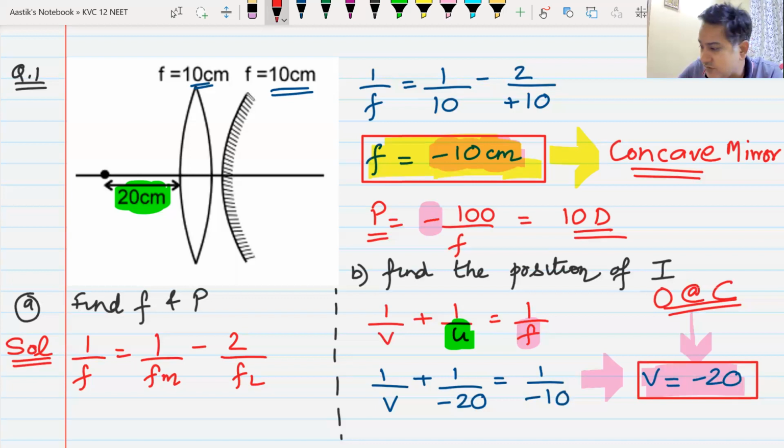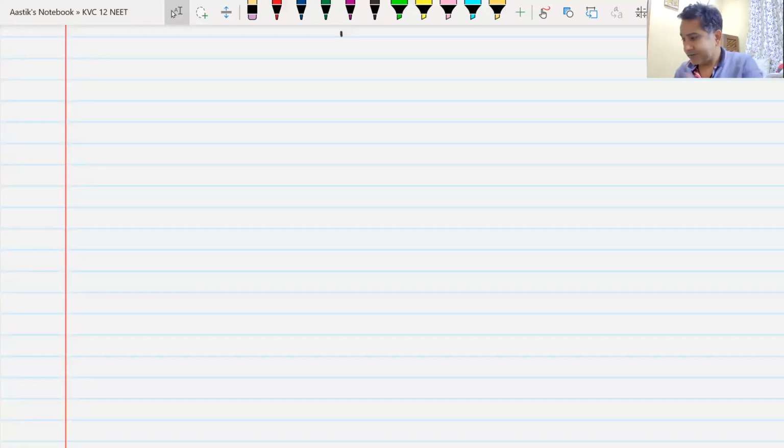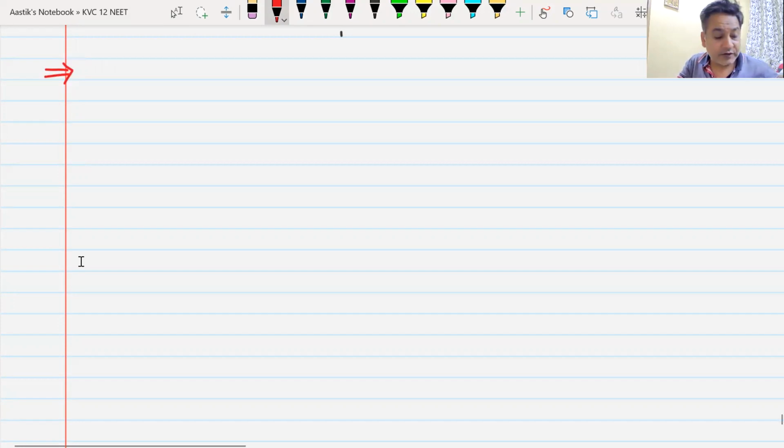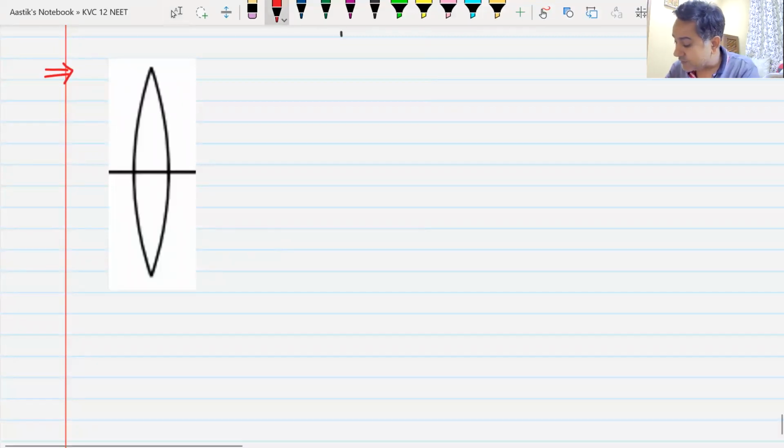I hope everyone has noted this down. Okay, now just remember some important notes about this particular silvering, because these things would be coming in your exam. If you have a biconvex or a biconcave lens, just remember these important points, because that will help you in solving the questions very quickly, whatever question comes.